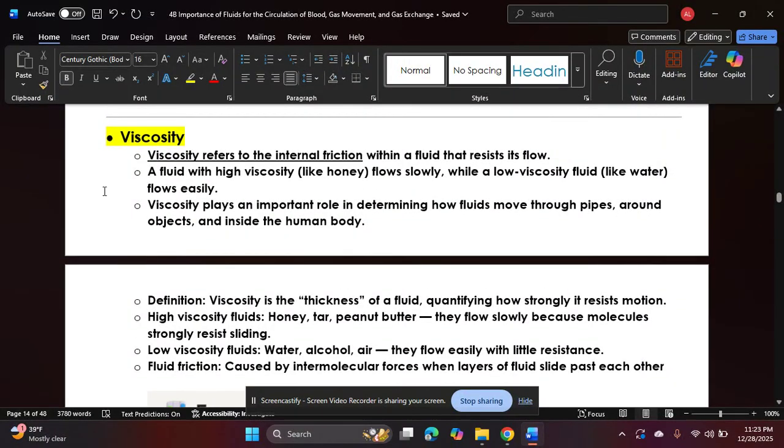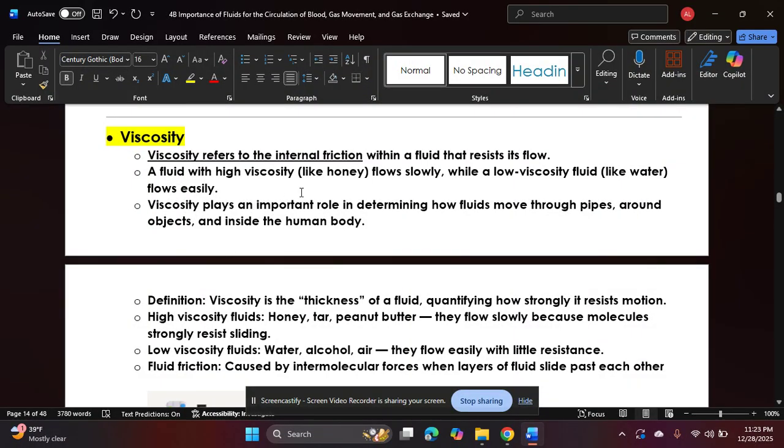What is viscosity? Very important. Viscosity refers to internal friction within a fluid that resists its flow. A fluid with high viscosity like honey flows slowly, while a low viscosity fluid like water flows easily. Viscosity plays an important role in determining how fluids move through pipes, around objects, and inside the human body.